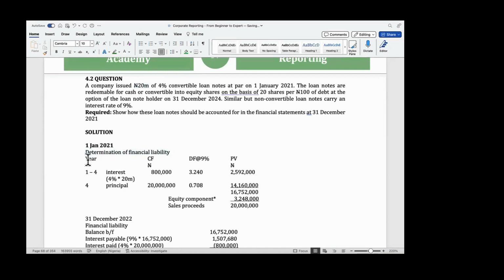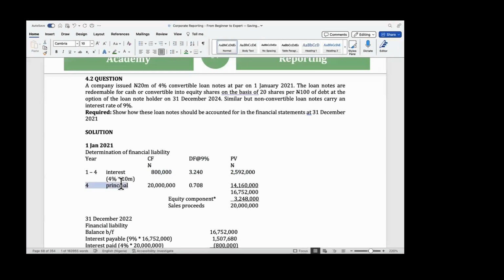And in determining the financial liability, we'll get the present value of the interest and the present value of the principal. The interest is just 4% of 20 million, which is 800,000 per annum for 4 years, using the effective interest rate of 9%. The discount factor is going to be 3.24. If you multiply that by 800, it gives us 2.5 million.